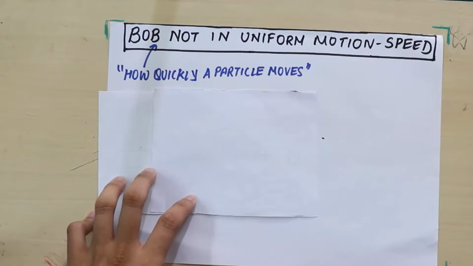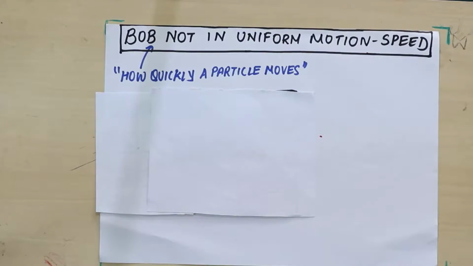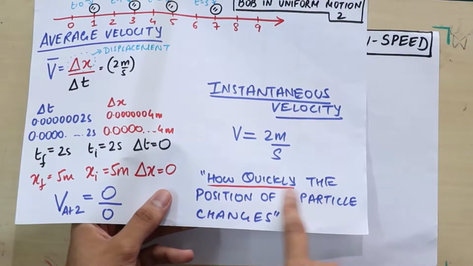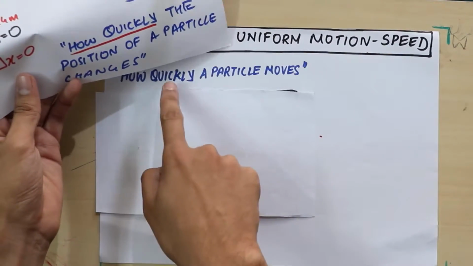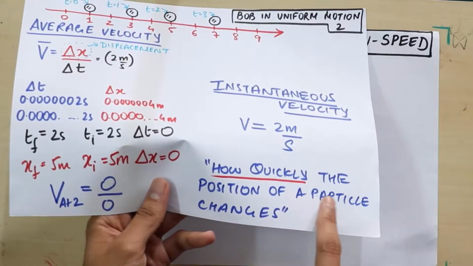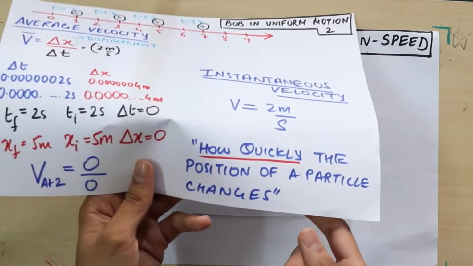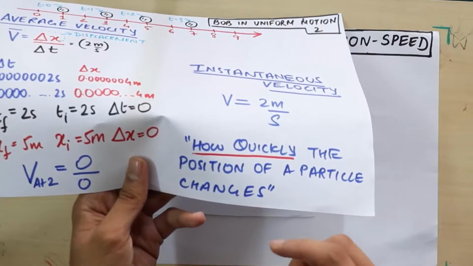We define speed as how quickly a particle moves. You may say, well, that is pretty similar to the definition of velocity which we had before: how quickly the position of a particle changes. Well, look at the difference. It's how quickly a particle moves and how quickly the position of a particle changes. Change of position and moving, aren't they the same things? Well, today we'll find out in this episode what exactly is the difference between them.